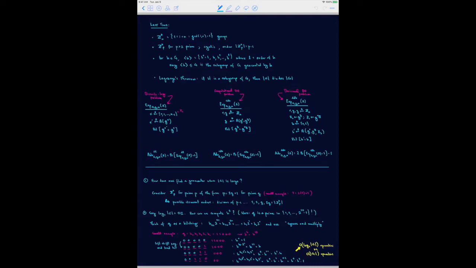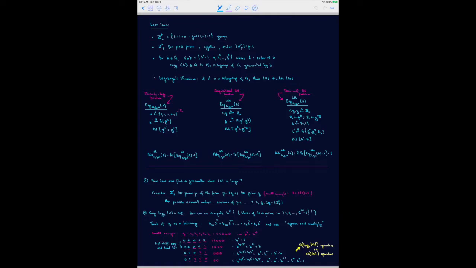Alice picks a number between 0 and the group order minus 1, called x, and then she raises the generator g to the x, and she sends g to the x over to Bob. Bob likewise picks a y between 0 and the group order minus 1, and then raises g to the y and sends g to the y over to Alice.